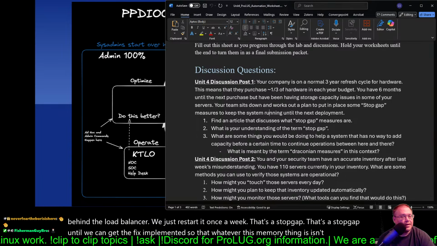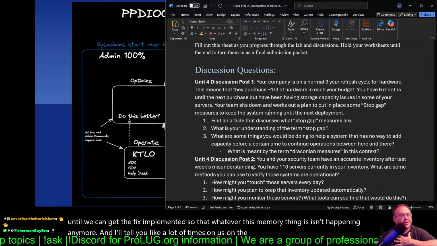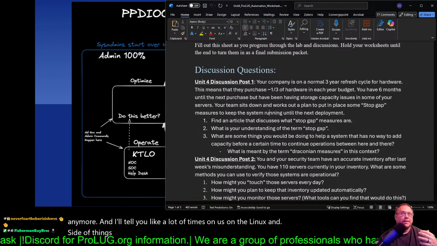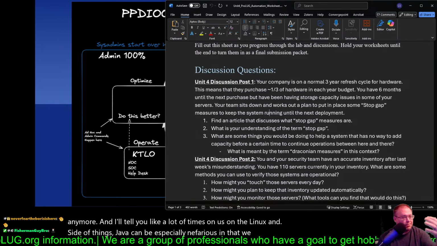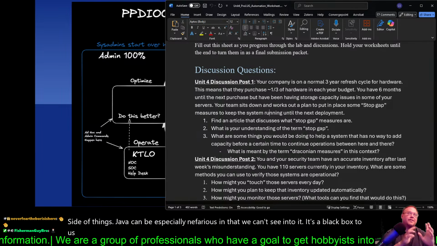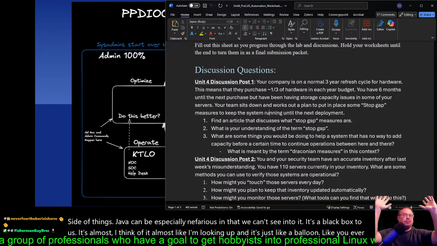So that whatever this memory thing is isn't happening anymore. And I'll tell you, a lot of times on the Linux and server side of things, Java can be especially nefarious in that we can't see into it. It's a black box to us. I think of it almost like looking up at a balloon. You ever seen one of those black balloons that's filling up?